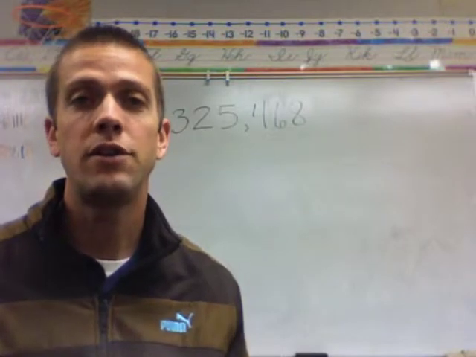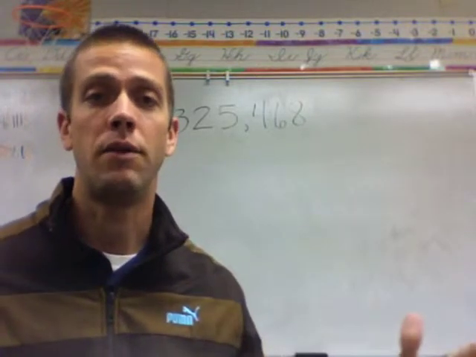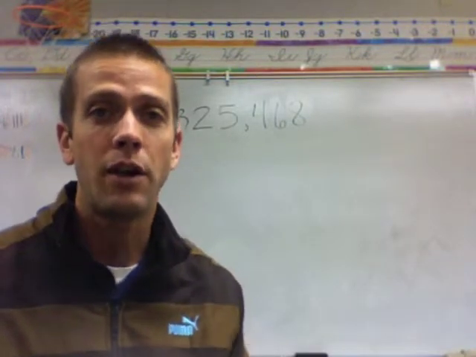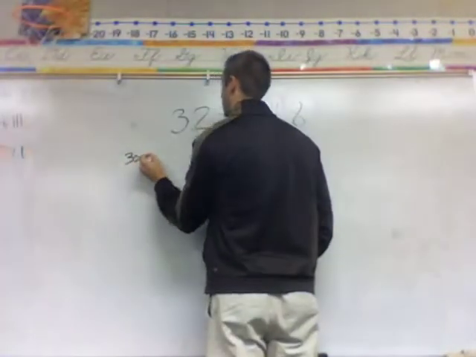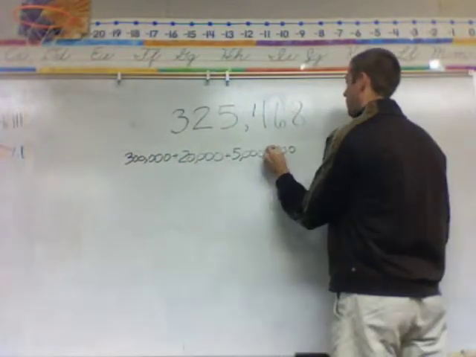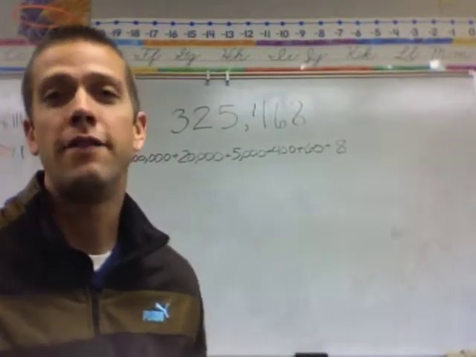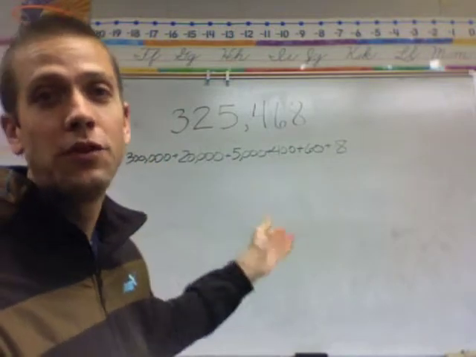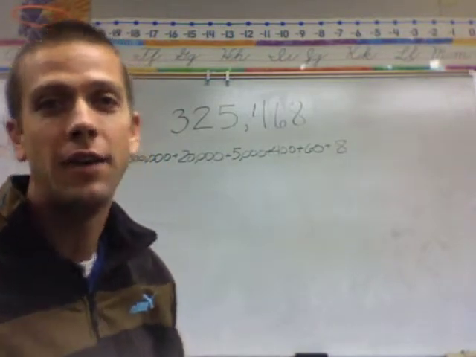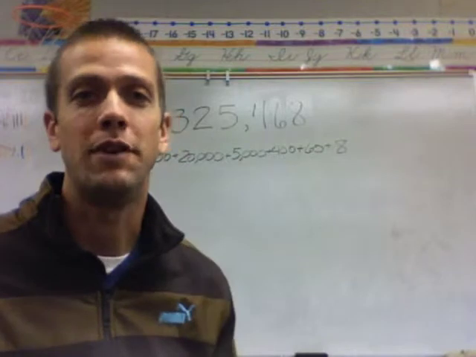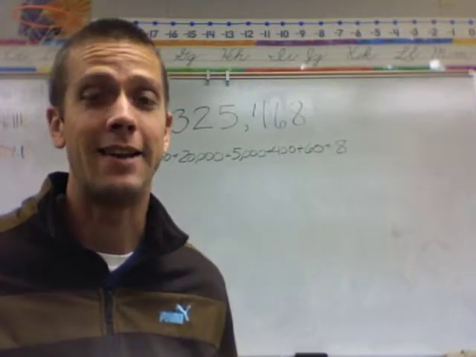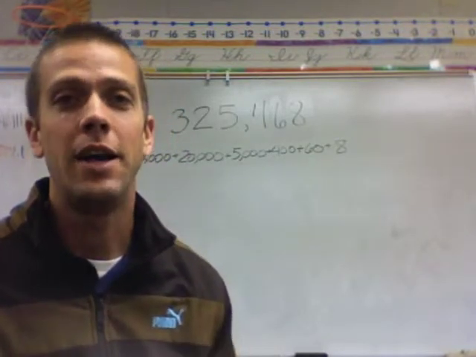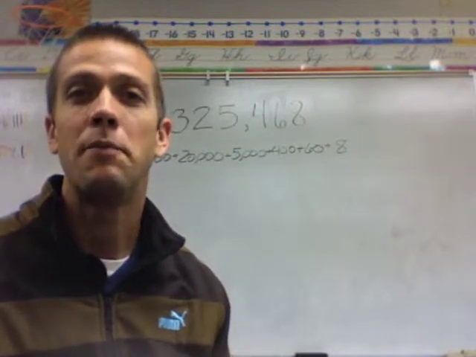And in previous years, you probably expanded this number into expanded notation, and you made it look like this. So 325,468 is the same as 300,000 plus 20,000 plus 5,000 plus 400 plus 60 plus 8. That's expanding it, right? Now, in 5th grade, you're going to take it even a step further.